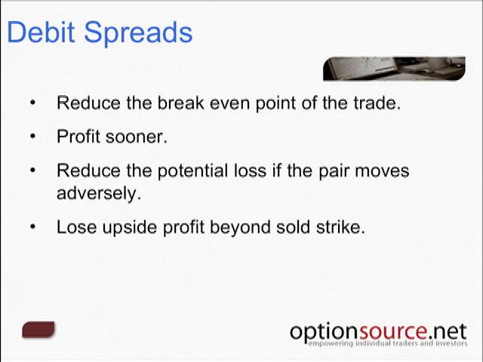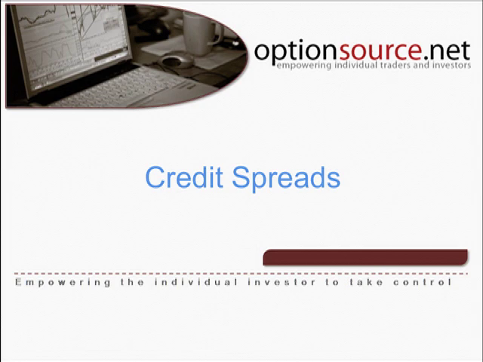Now, the trade-off, of course, the caveat to this strategy is that we lose the upside profit potential beyond the strike price. So as I suggested, if we are ambitious about the potential move of the underlying pair, we just simply need to make an adjustment to the strike price that we sell, so that we get to benefit from a bigger picture move in that underlying.